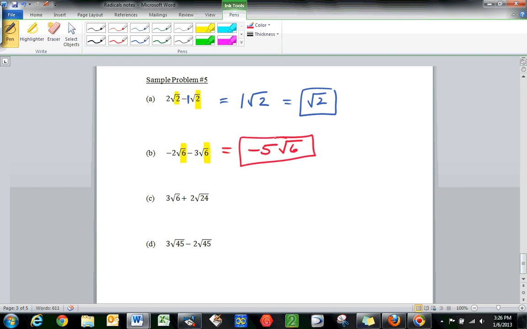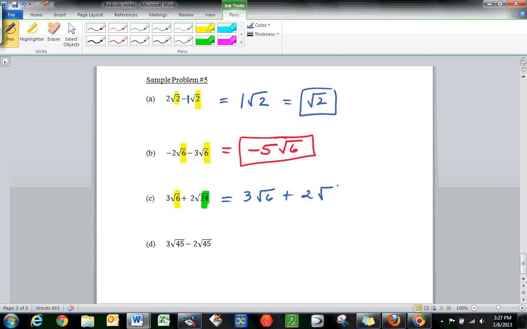Part C, however, gives us a situation where we have one term and then we have a completely different term. So before we can combine these together, we're going to have to break the square root of 24 up so that we can get a square root of 6 out of it. So let's take a look at that process.